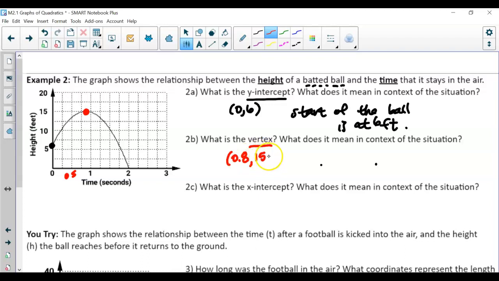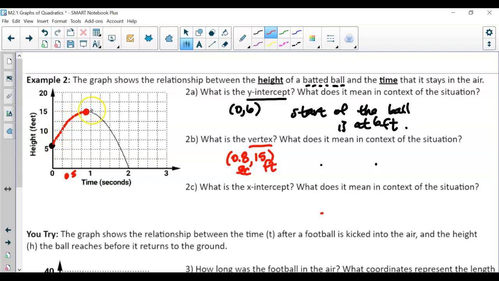0.8, 15. And what does it mean in context of the situation? Well, again, what does the 0.8 represent? Time in seconds, right? So this is our seconds. And then the 15 represents what? Feet, the height. So what does this mean in context of this situation with the batted ball? It took 0.8 seconds for that ball to reach its maximum height of what?